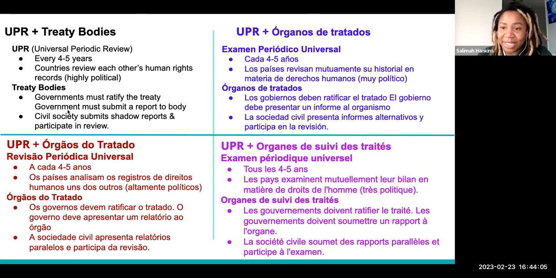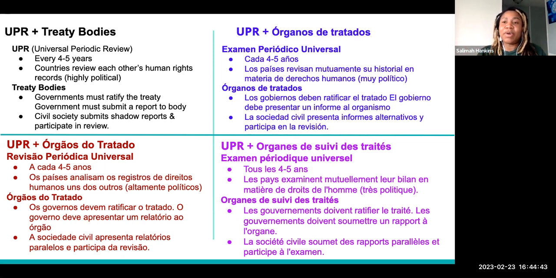So the treaty bodies, the committees for these treaty bodies. For these, governments must ratify the treaty. For example, the Convention Against Torture, and the treaties on race, like the CERD treaty. There are lots of different treaties that governments must ratify. Once the government ratifies that treaty, as a part of the process, they go up for review. I think it's also every 4 something years, between 4 and 5 years.